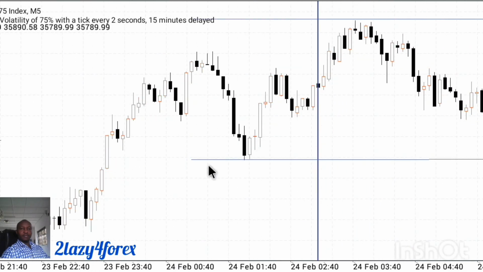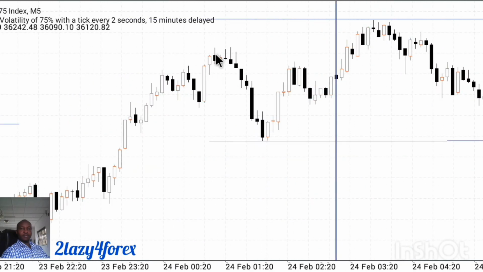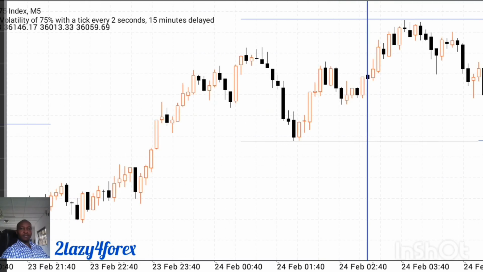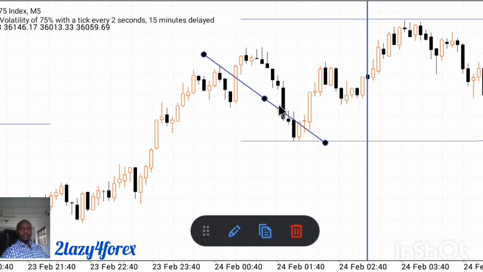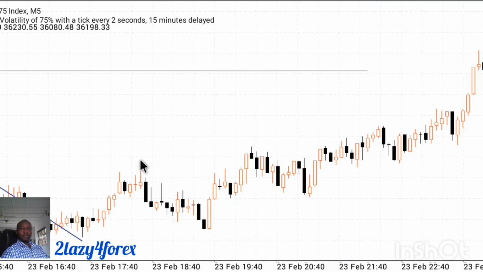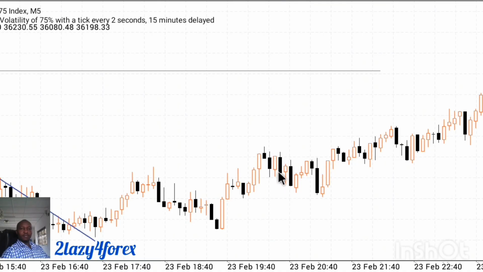If you want to look at it, yes, this still qualifies as a pullback if you follow the three consecutive candle rule. So there's a pullback here. Yes, three consecutive candles. After this, no, there's not. Okay, let's go back to the 1 hour chart.